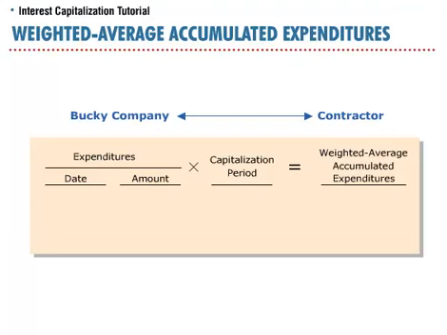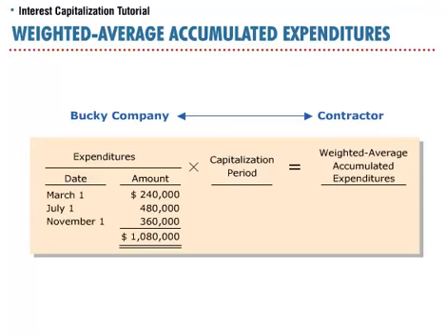Let's return to our Bucky Company example. Bucky Company is building a new football stadium and makes 3 large payments to a contractor at different times throughout the year. Let's consider the March payment. Because there are only 10 months left in the year as of March 1st, the $240,000 is really only tied up in construction for 10/12ths of the year. The $240,000 times the 10/12ths, which equals $200,000, is the weighted average expenditure for the March payment.